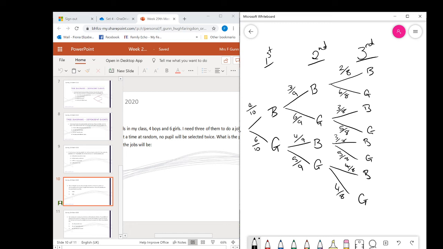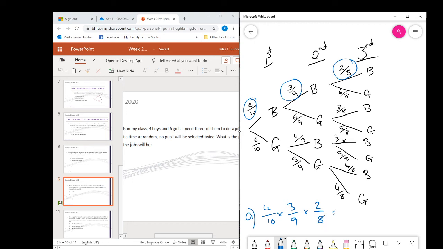Now, there's lots of calculations there, so I am not going to do them all. Okay, so this is one of those cases. I'm not going to work out 2, 4, 6, 8 different multiplications of 3 fractions there. I'm only going to do it for the ones I need. So I could get 3 boys. So 3 boys is that times that times that. So that's 3 boys, 4 over 10 times 3 over 9 times 2 over 8.